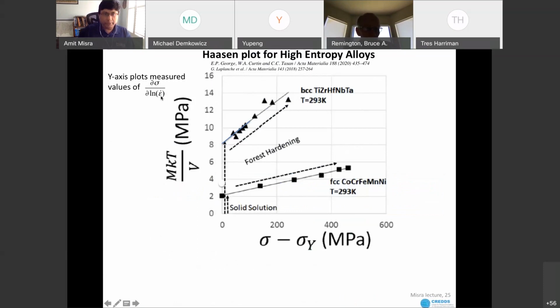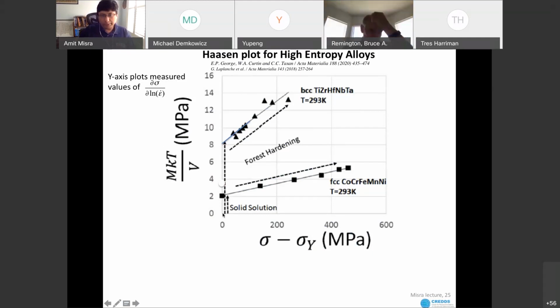Sigma over del log of strain rate has units of MPa, because of the sigma in the numerator, and it is equal to MkT divided by V. Just try these kinds of calculations to see that the units will match. Boltzmann constant times temperature divided by volume will give you units of MPa. You can do a calculation where you say MkT over V equals 2 and calculate what the value of V is. On the x-axis is sigma minus sigma y.